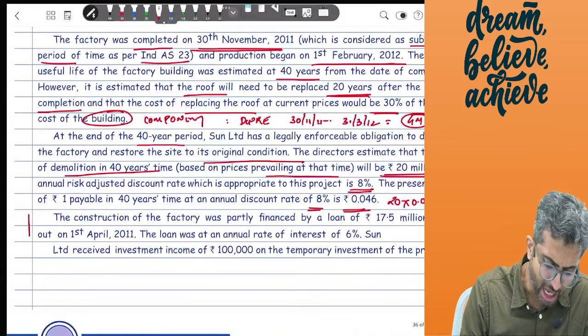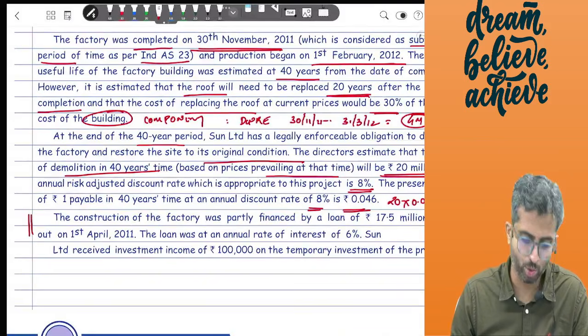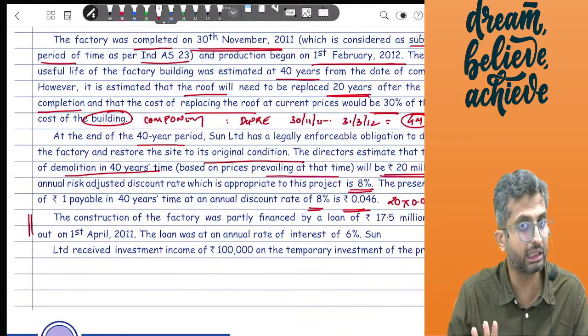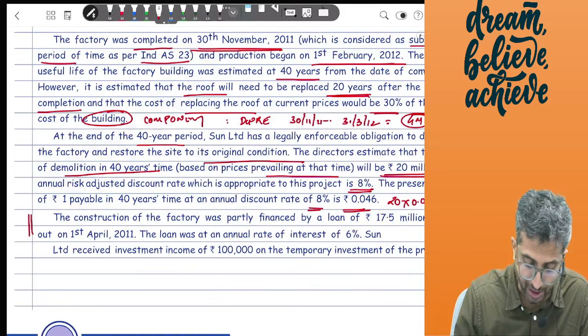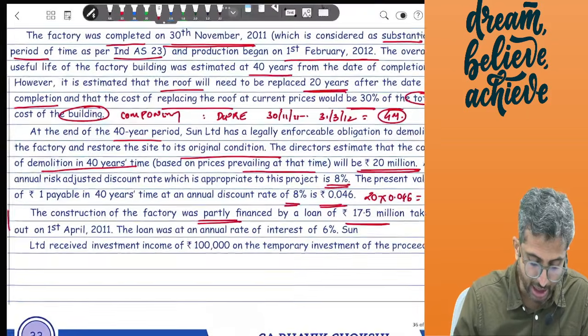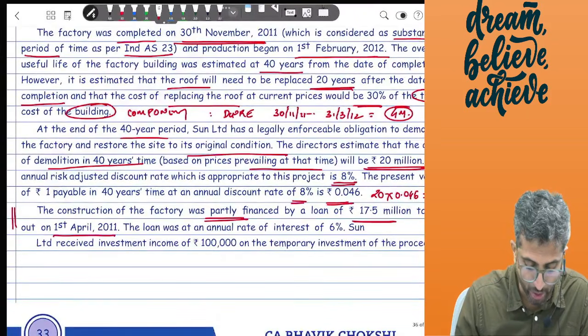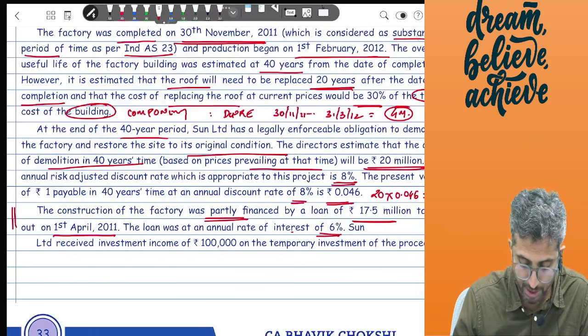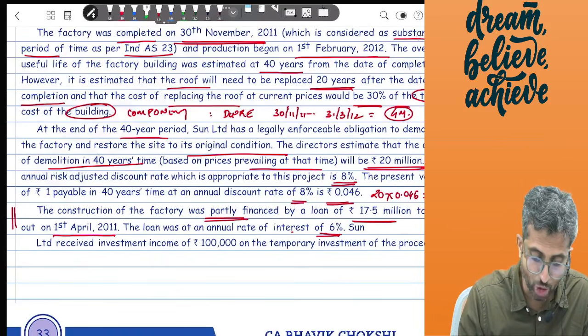Okay, and this last part pertains to IND AS 23 borrowing cost. This is where there is some bit of controversy, otherwise the entire question is fairly clear. The construction of the factory was partly financed by a loan of 17.5 million taken on 1st April 11. Okay, so the loan is taken on 1st April 11 and the loan has an annual rate of 6%. Now the question has somewhere very categorically told you that this is a qualifying asset.